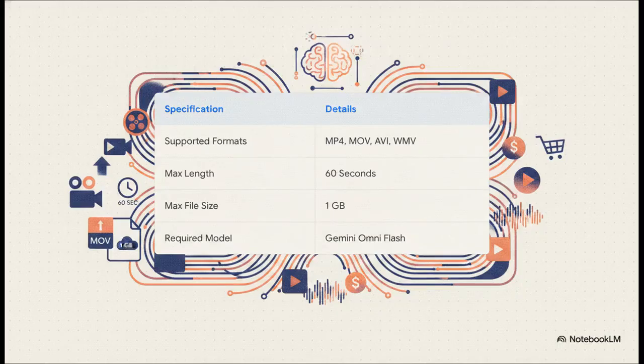Before we get to the really fun stuff, let's quickly touch on the technical foundation. It's pretty straightforward. You can upload your existing videos straight from your computer. Just make sure they're standard formats, like MP4, MOV, AVI, or WMV. Keep them under 60 seconds and under a gigabyte in size. Oh, and this is super important. Make sure you have the Gemini Omni Flash model selected. That is the exact engine powering all these edits.